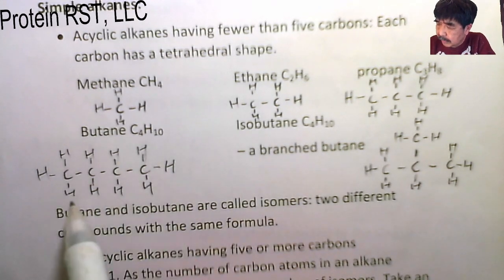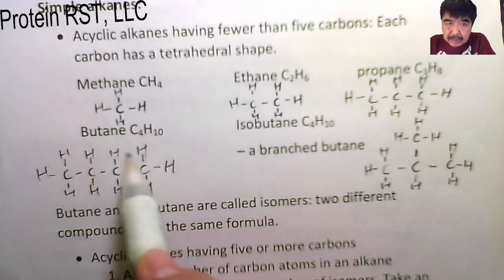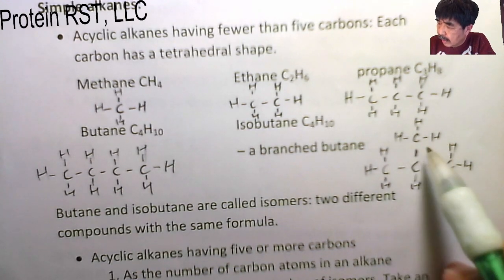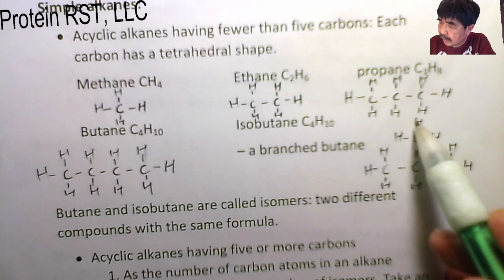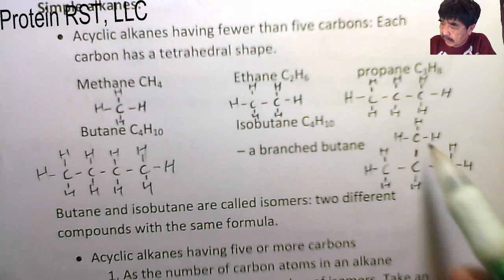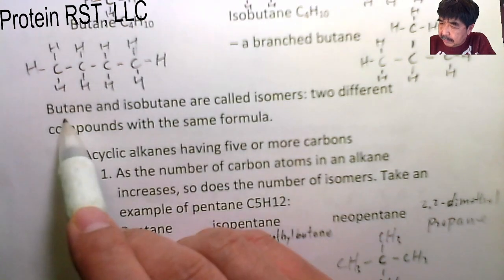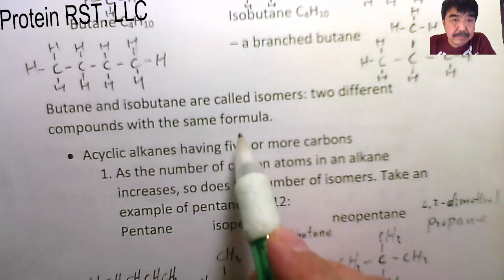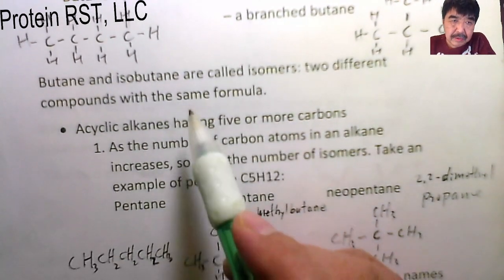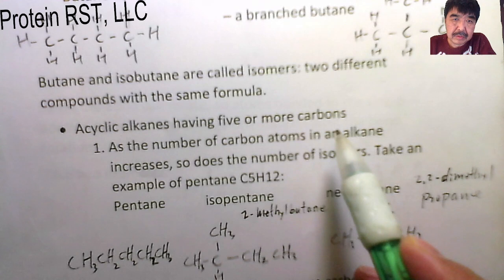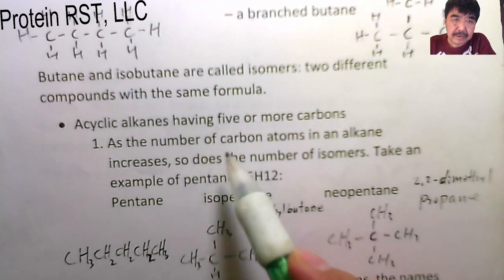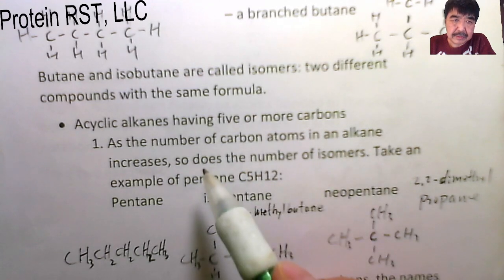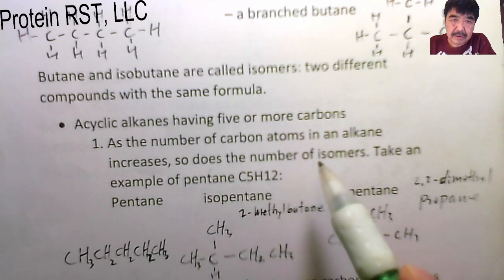This is the 4 carbon chain. This one has a 3 carbon chain and 1 side chain, a branch. It's a methyl group here. Butane and isobutane are called isomers, 2 different compounds with the same formula. Acyclic alkanes have 5 or more carbons; as the number of carbon atoms in the alkane increases, so does the number of isomers.